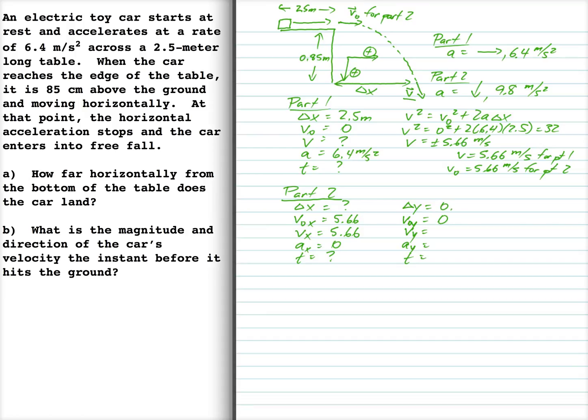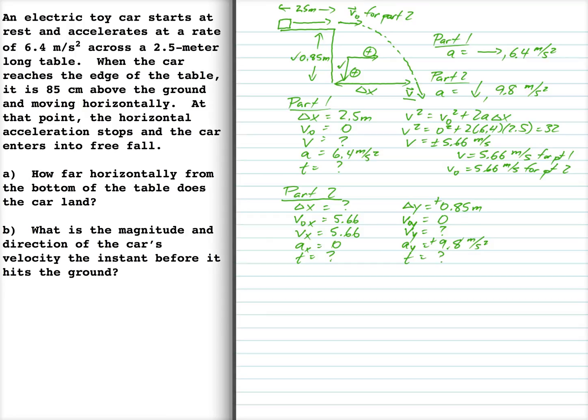Delta y is 0.85 meters. Notice that it's positive, right? Because our sign convention here is that down is positive, and so this 0.85 meters is a displacement. It's a vector. It has a sign, and that sign is positive in this case. The initial y velocity is 0. The final y velocity is unknown. The acceleration, again, is positive 9.8 meters per second squared. It's a vector. It has a magnitude and a direction. Downward is positive in this, so it's positive 9.8.